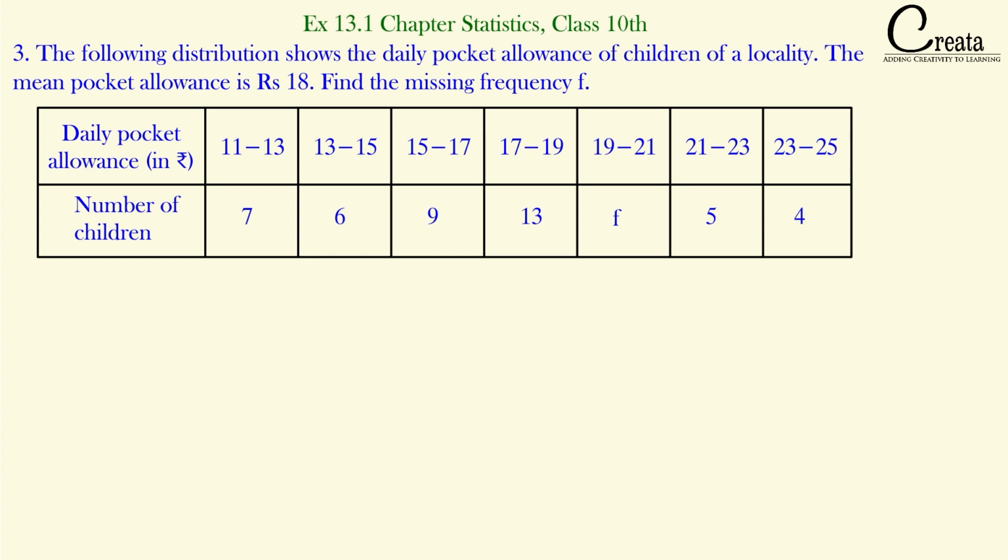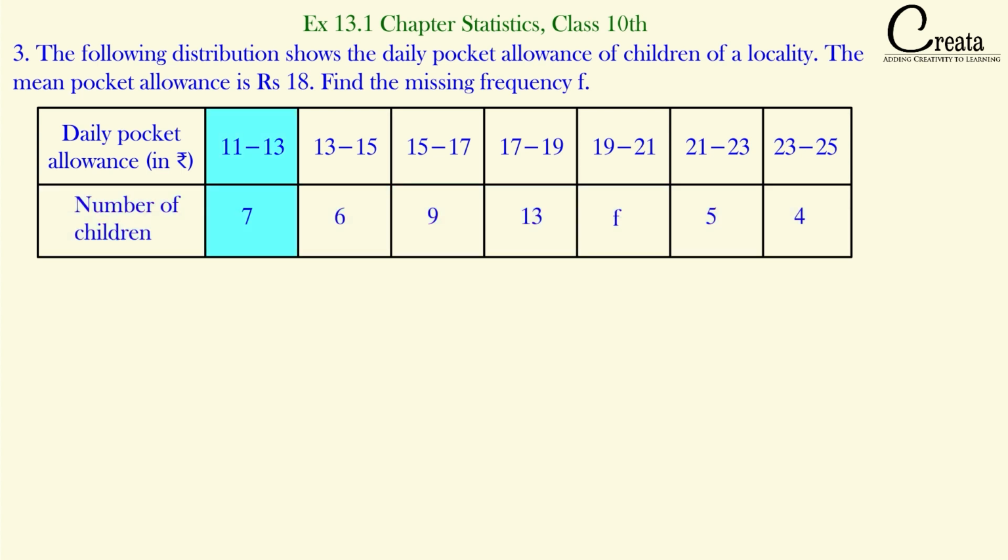So this is the question. Let's take down the question. In this question, the daily pocket allowance of some of the students in a locality is given. In the first row, we have the daily pocket allowance in rupees. In the second row, we have the number of children.